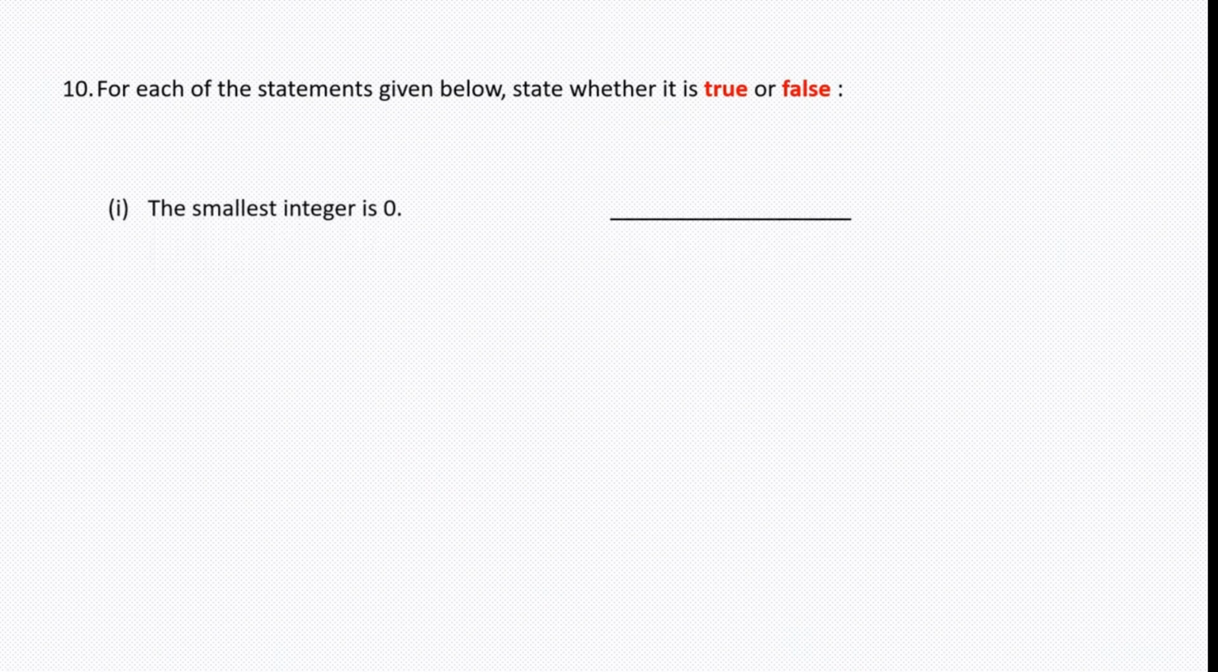First statement, the smallest integer is 0. That's not true. Integers, we don't have a smallest integer because we have positive numbers going on the right side, we have negative numbers going on the left side, and zero is there in between. So we don't have a smallest integer. So this statement is false.